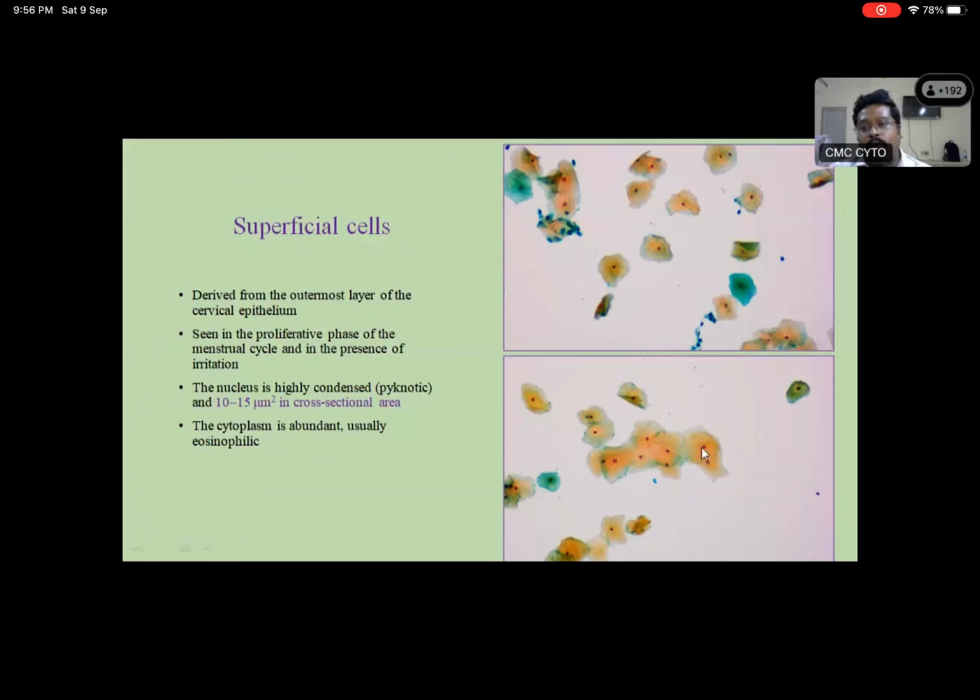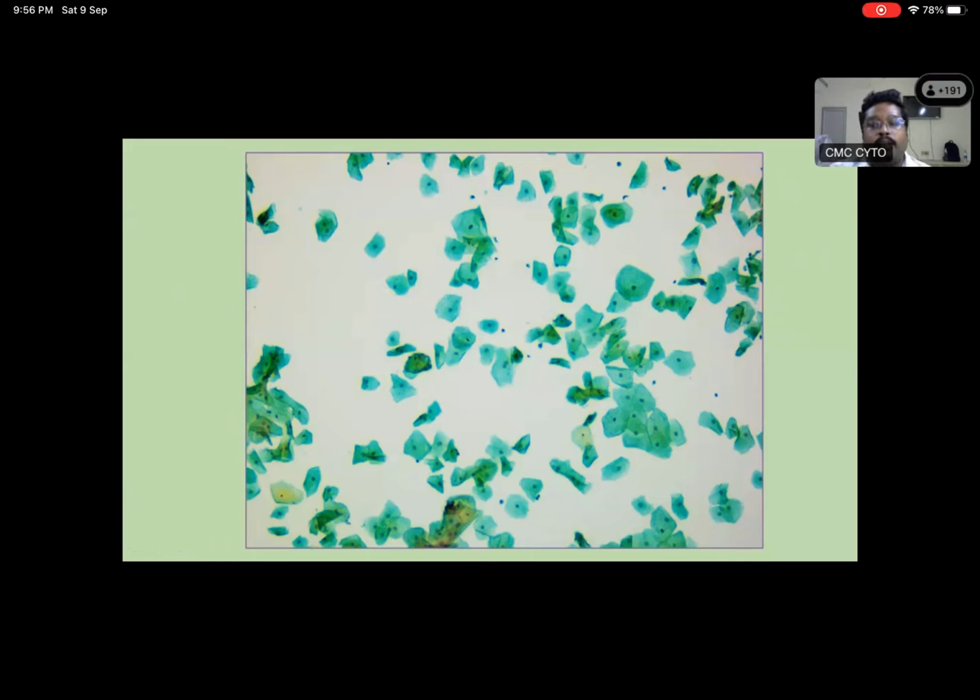Hardly any chromatin characteristic is seen in this. They are very tiny and condensed nuclei, which are 10 to 15 micrometer square in cross-sectional area. And the cytoplasm usually is orangophilic. So now this one, what do you think these cells are?